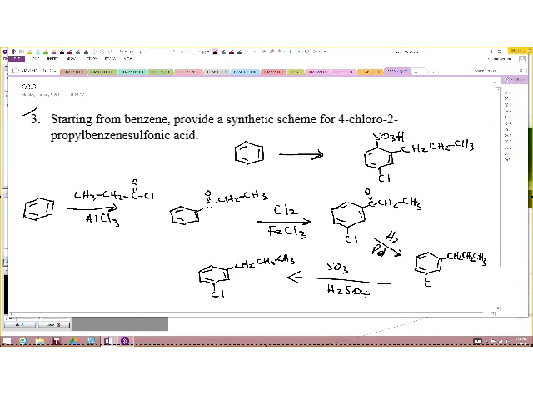This group will take over the direction, and it is an ortho-para director, so we place this right here. Very good. Will it matter if you did the sulfonation before the H2, Pd/C? No, at this point, it doesn't really matter.